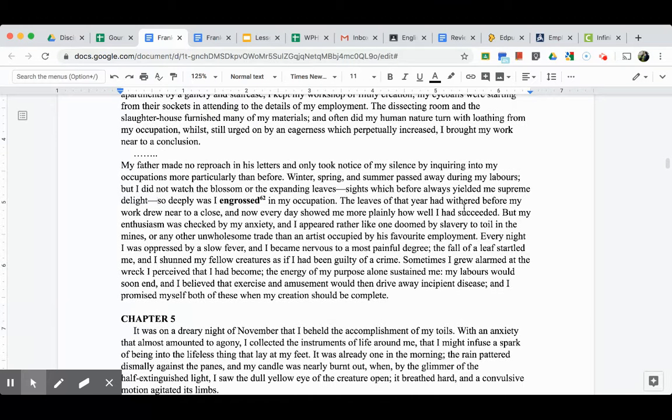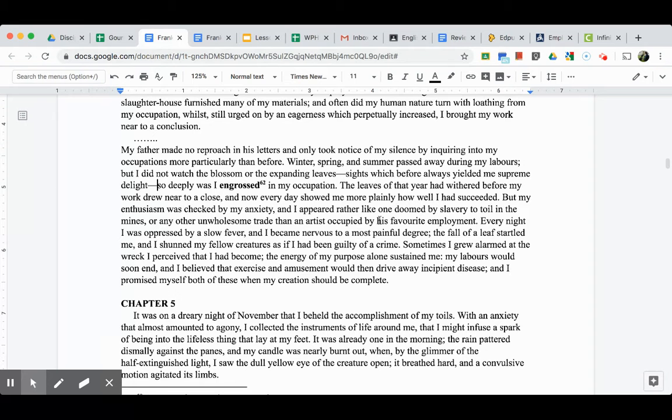The leaves of that year had withered before my work drew near to a close, and now every day showed me more plainly how well I had succeeded. But my enthusiasm was checked by my anxiety, and I appeared rather like one doomed by slavery to toil in the mines, or any other unwholesome trade, than an artist occupied by his favorite employment. Every night I was oppressed by a slow fever, and I became nervous to a most painful degree. The fall of a leaf startled me, and I shunned my fellow creatures as if I had been guilty of a crime. Sometimes I grew alarmed at the wreck I perceived that I had become.